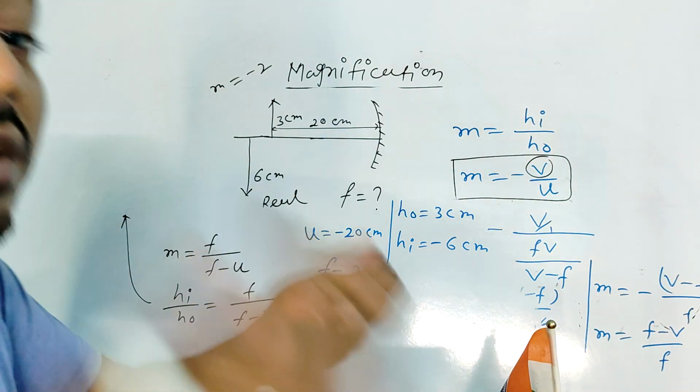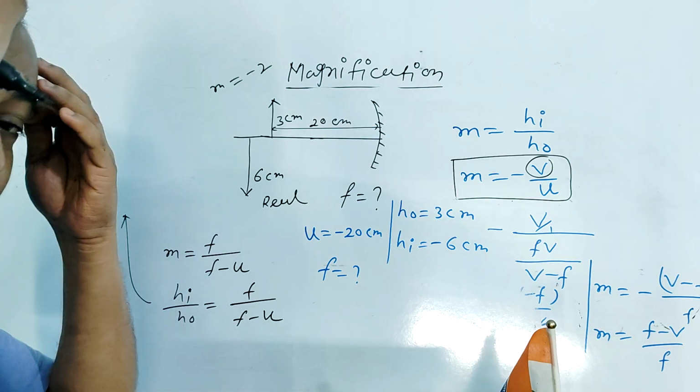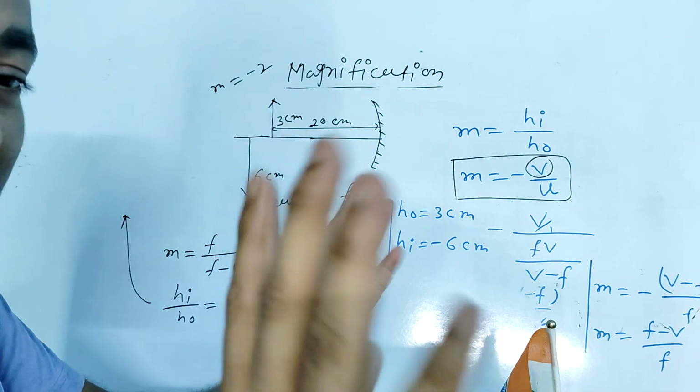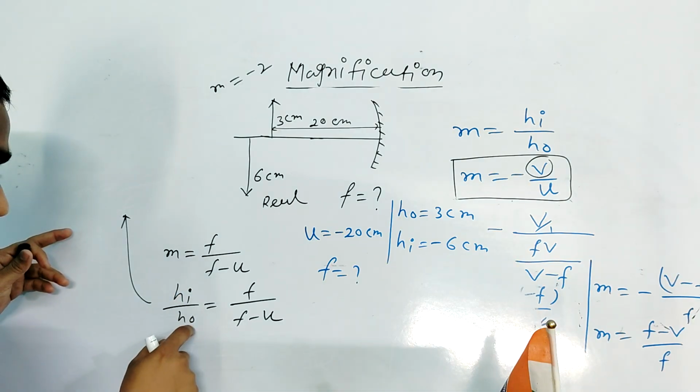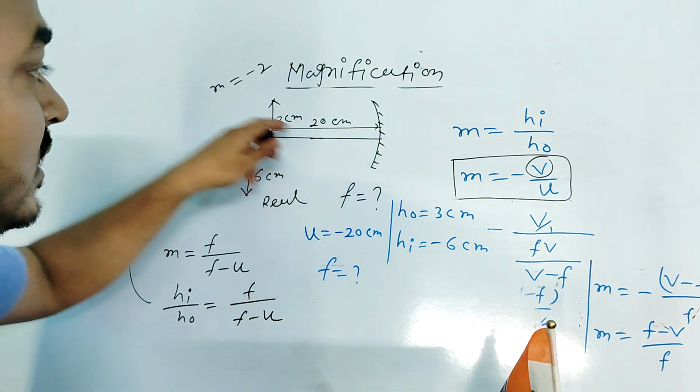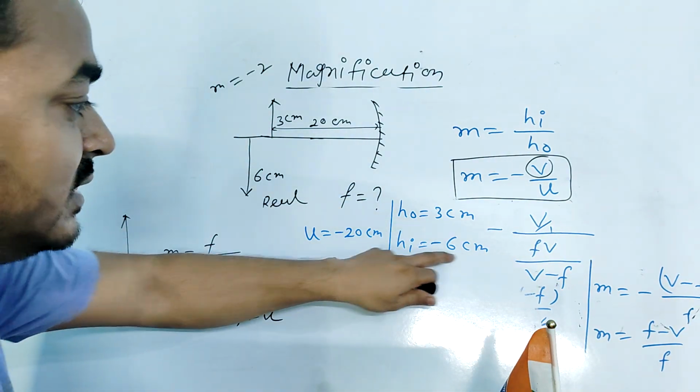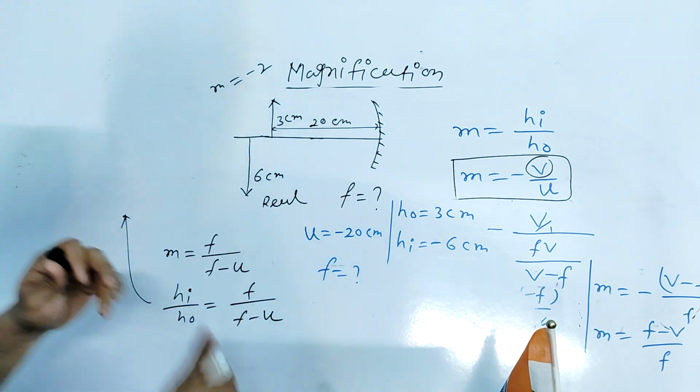Otherwise, if you are confused, forget everything. Leave it, no problem. Just write hi by ho. That time consider the height of the object positive 3 centimeter, and the height of the image negative, minus 6 centimeter. Enough. Now put the value.